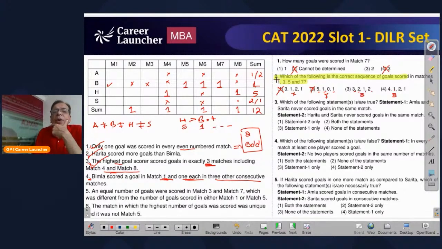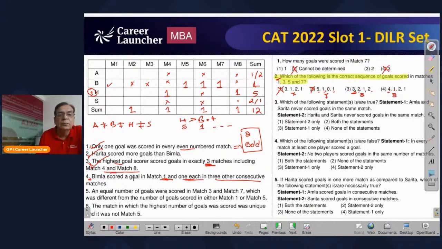Let's look at statement 2 again. What is this telling you? It is telling you match 1 will have either 3 goals or 4 goals. If match 1 can have either 3 goals or 4 goals, and Harita has to be scoring 5 goals, that means she has to score 3 goals in one of the matches. Harita has to score 3 goals.